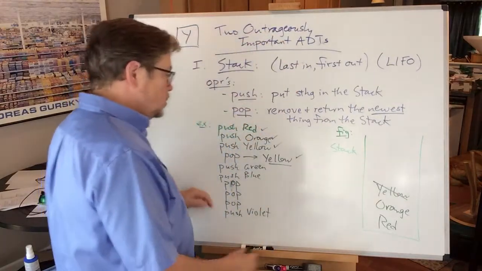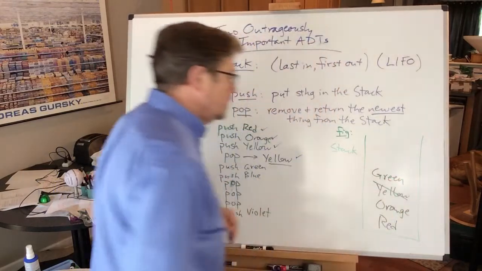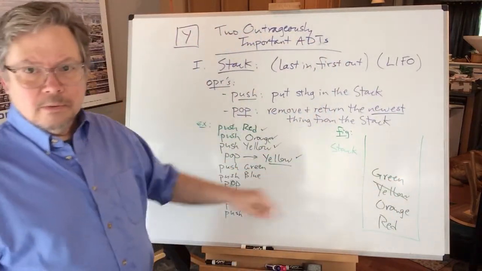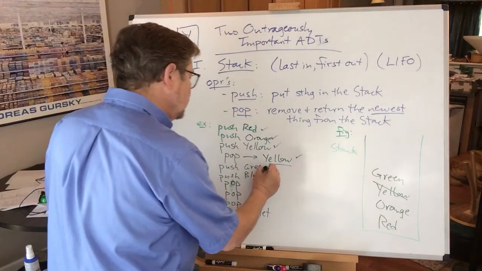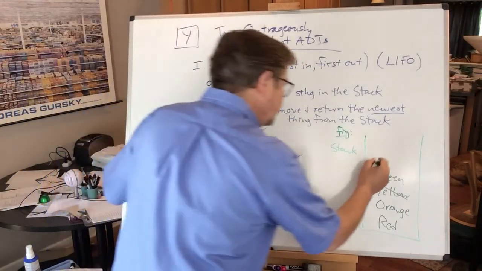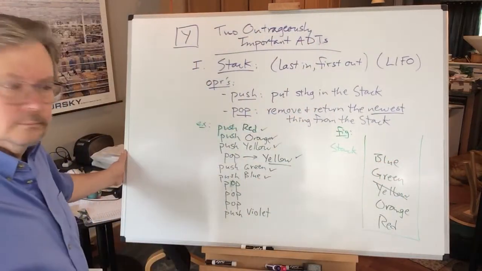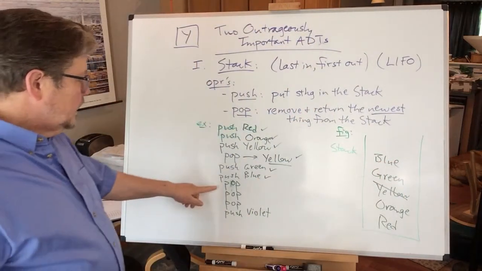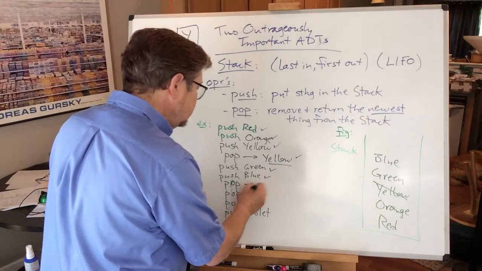So when I push green in here, it looks like it's going on top of yellow. But it's not. There ain't no yellow no more. The green went on top of orange. See how that works? So I pushed green. Let's push blue. So much fun. Okay? Now pop. Now it turns around and takes out the most recently pushed thing. In this case, it's blue.